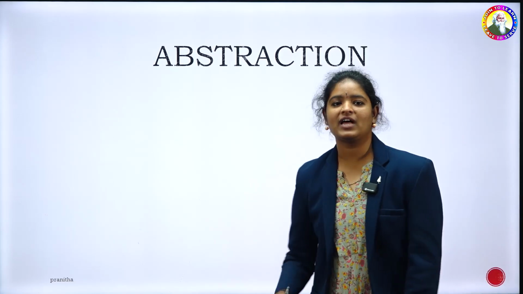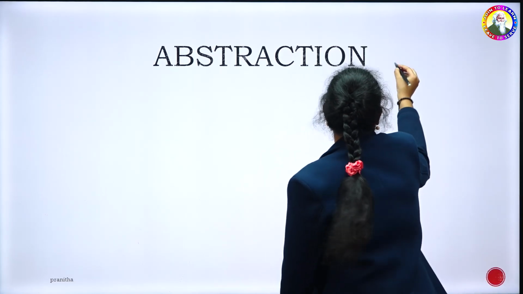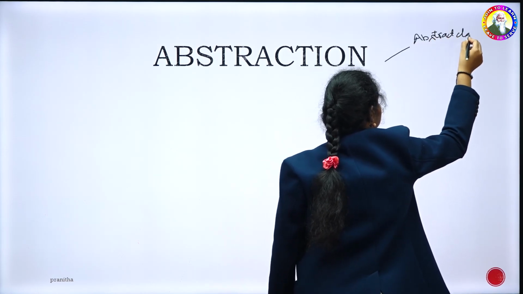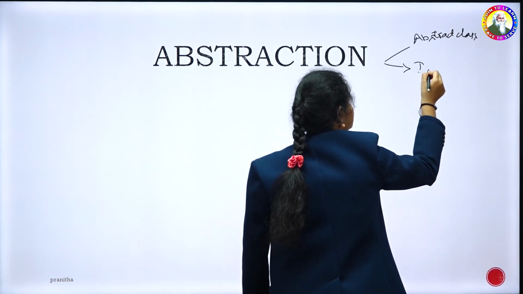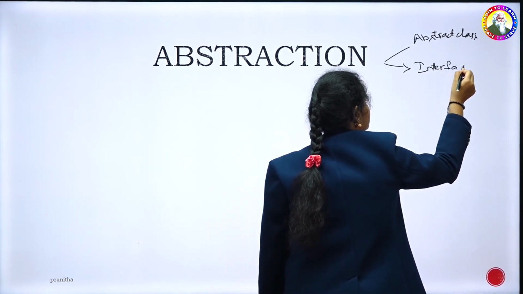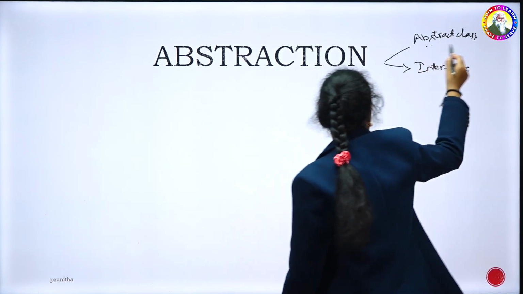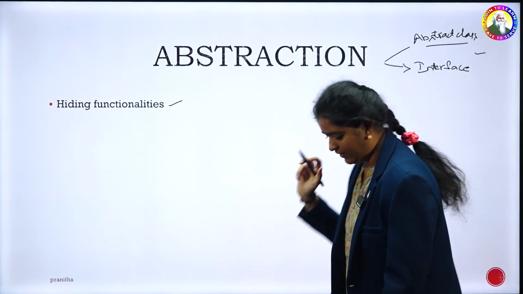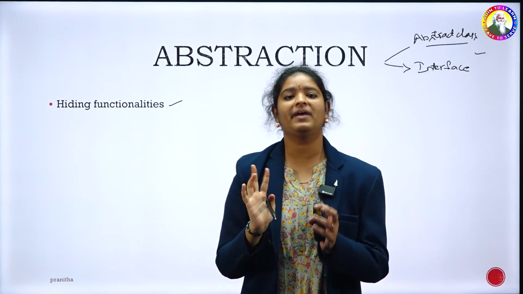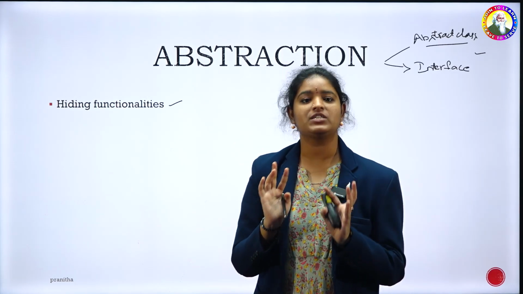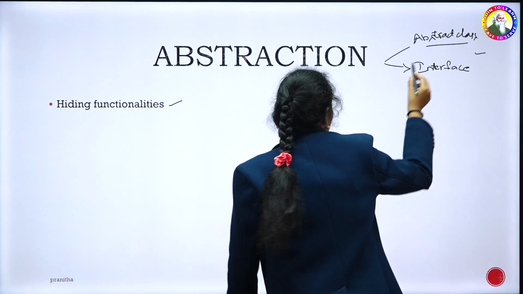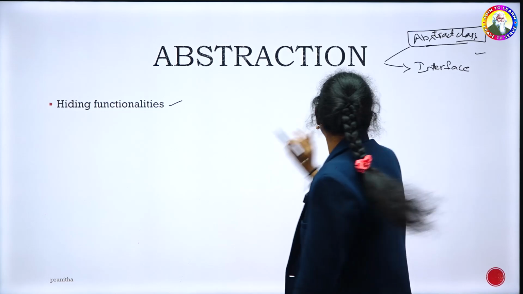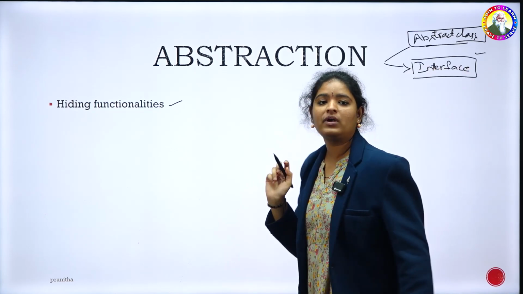Next is abstraction. Here the abstraction is having two things. One is abstract class and the other one is interface. First we'll see about abstract class. It is about hiding functionalities. Both the abstract class and the interface will be doing the same thing. It will be hiding the functionalities. But the only difference we can see here is that the abstract class will be having both abstract and non-abstract things. But if you see the interface, it will be having only abstract things.